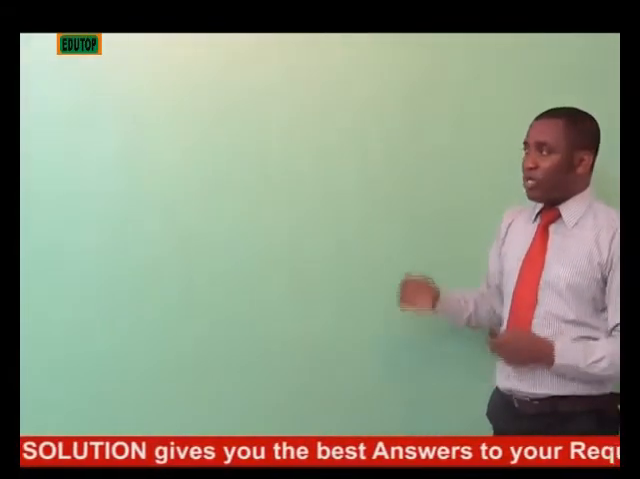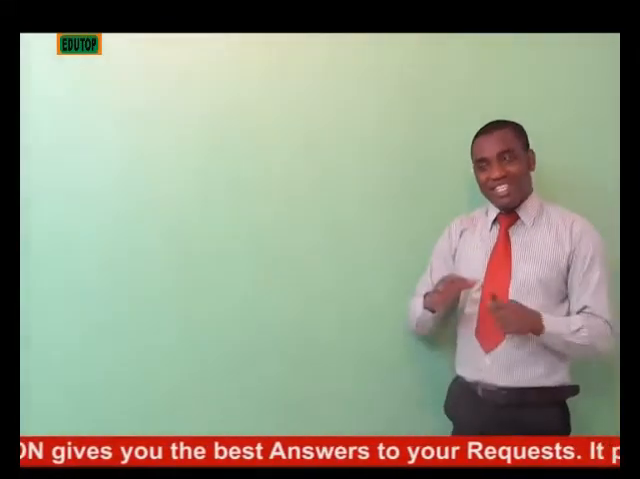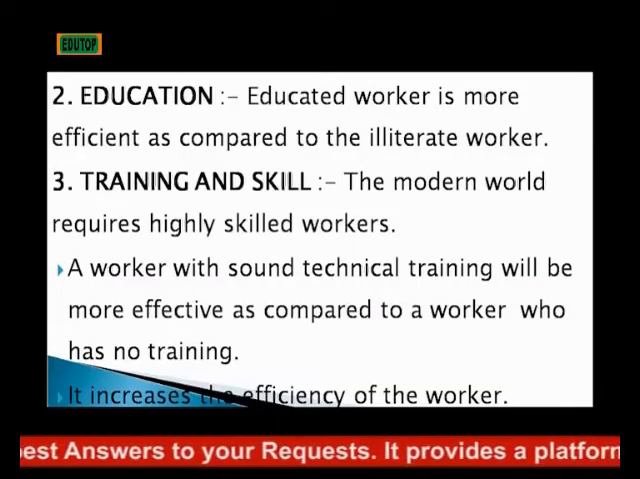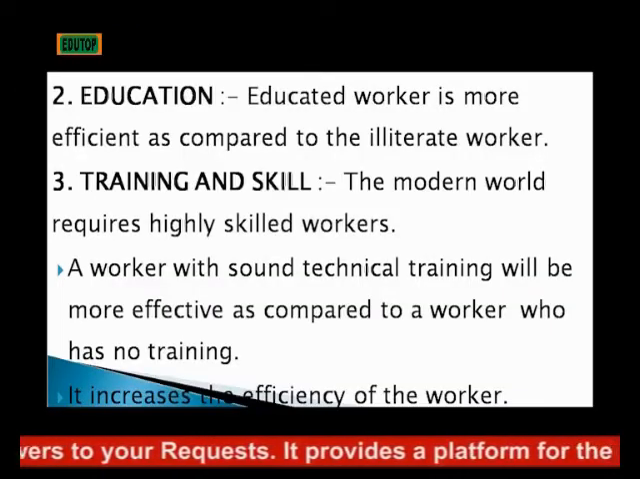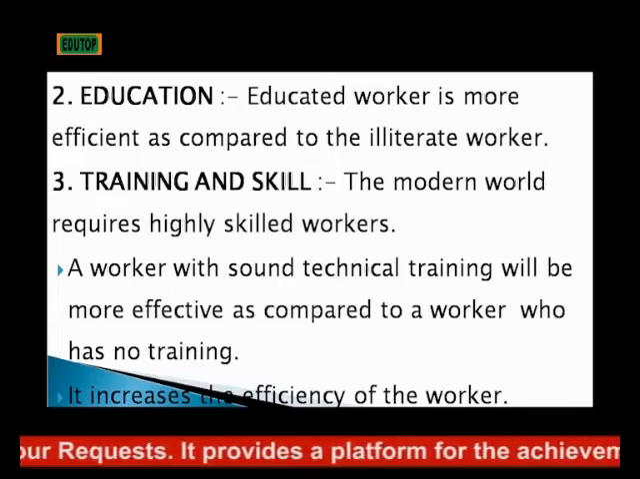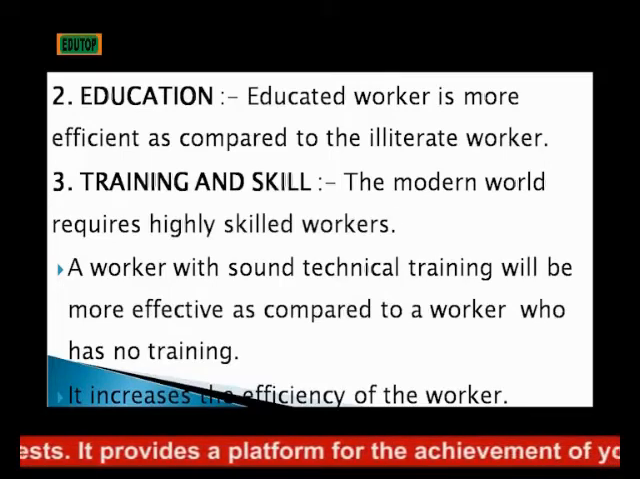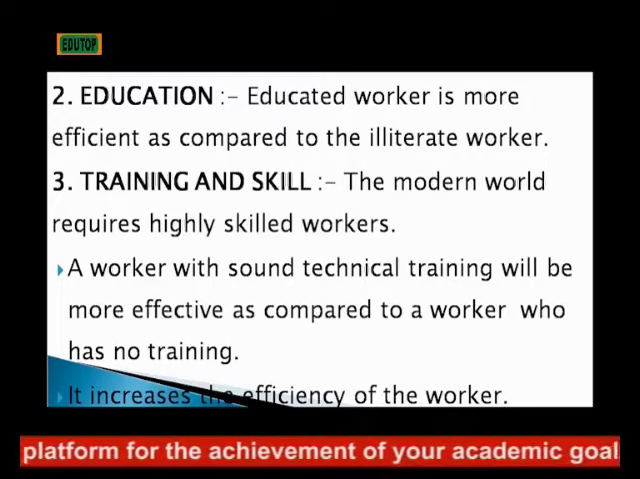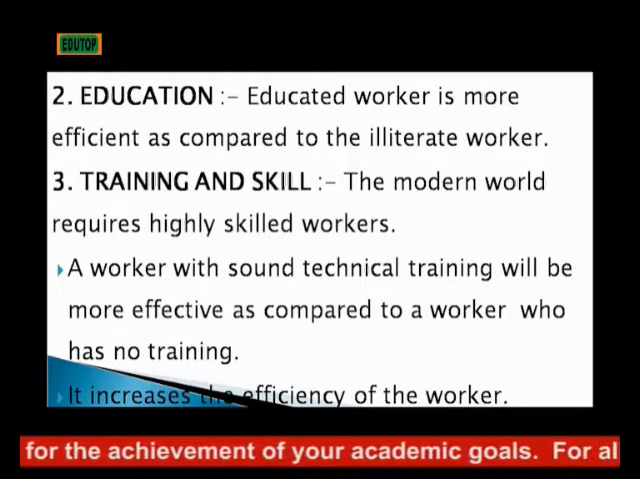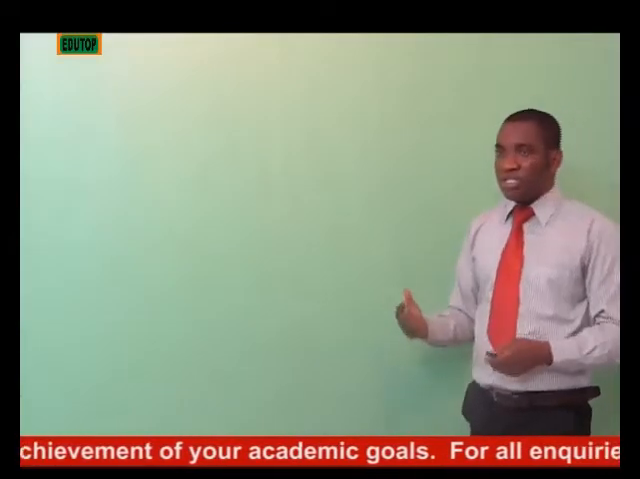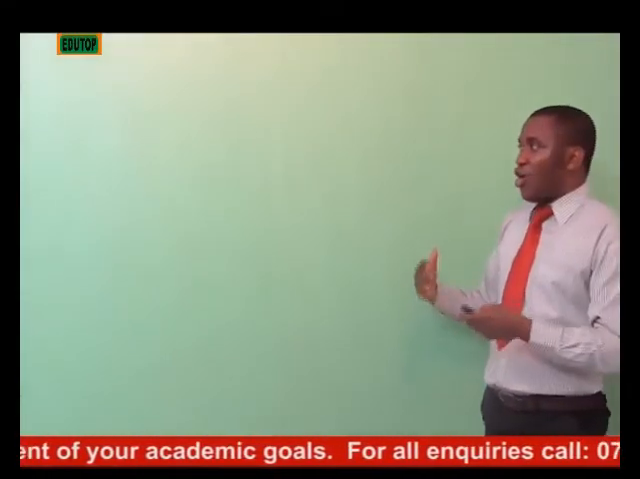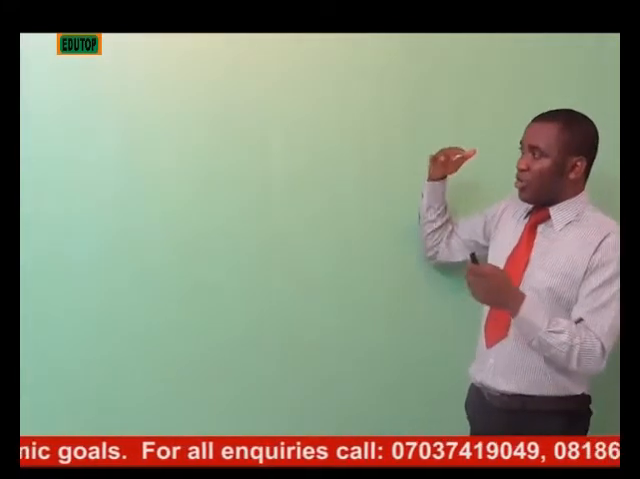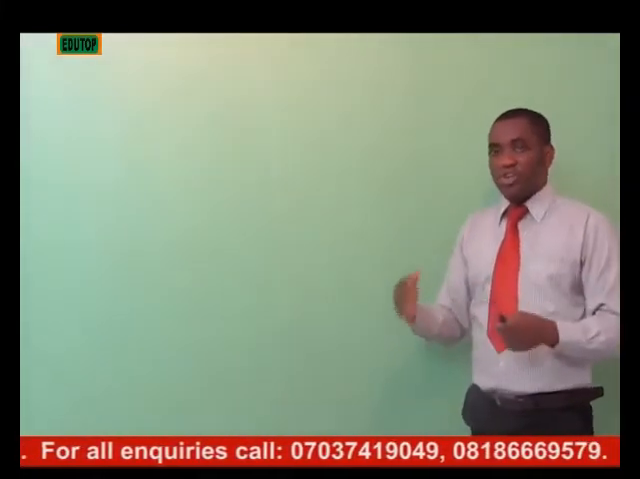The other factor is training and skills. There are some special trainings and special skills that are applicable to a certain level of production or a certain area of services. If a worker possesses such skills and training, whether inborn or such a worker acquires them from training or otherwise.